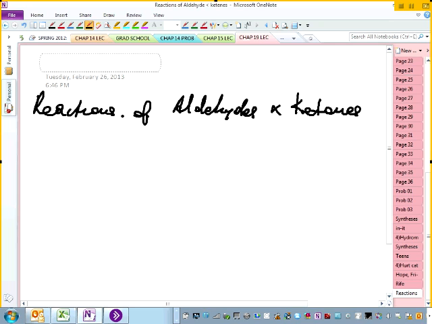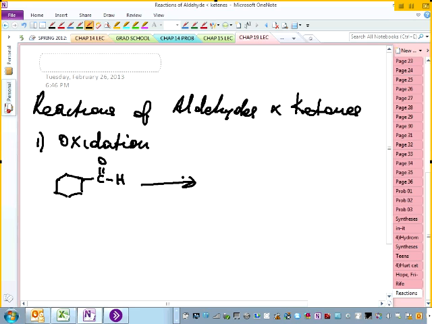For the reactions of aldehydes and ketones, we start with the oxidation. You will find that aldehydes are very readily oxidized to carboxylic acid. Indeed, aldehydes are a lot more reactive than ketones, because of steric factors. So if we take this here, we could use chromic acid. Chromic acid will oxidize an aldehyde to a carboxylic acid.